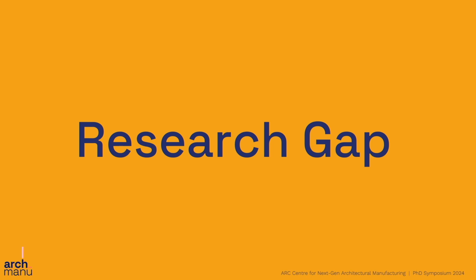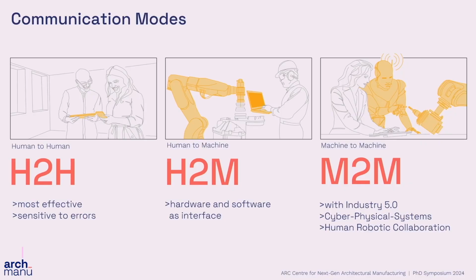The research gap is defined by the digital transformation, which changed the way we communicate today as well. We are basically looking at three communication modes here. The first one is human-to-human communication, which is still the most effective, but sensitive to errors at the same time.